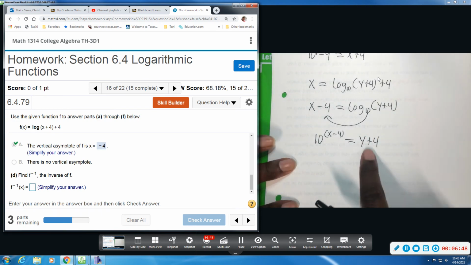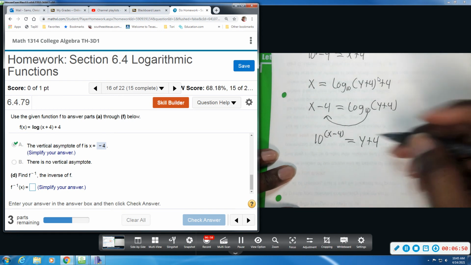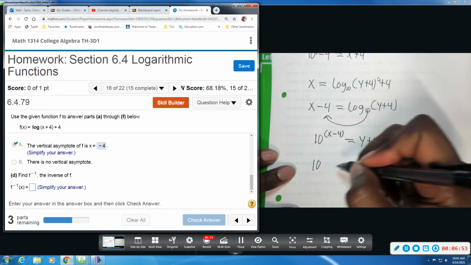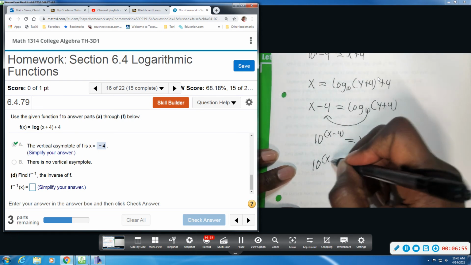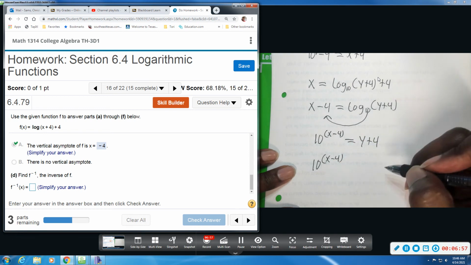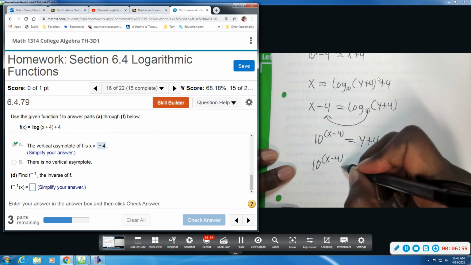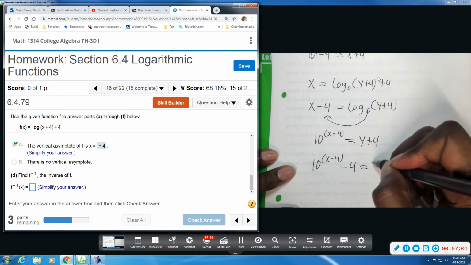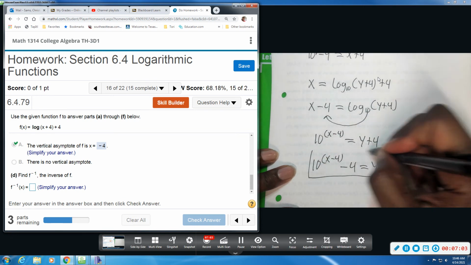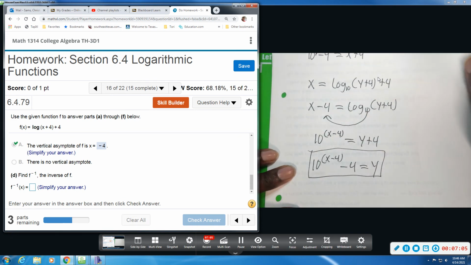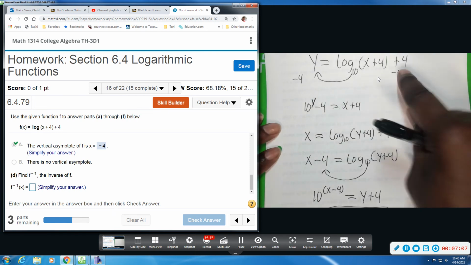All right, and then we would subtract 4. So yeah, that was very different. So then we would have 10 raised to the x minus 4 power, and then you move this 4 over, so minus 4 equals y. So this would be your inverse. All right, I probably could have got there. I just wasn't sure at first about moving that.